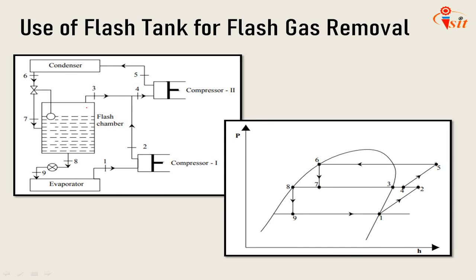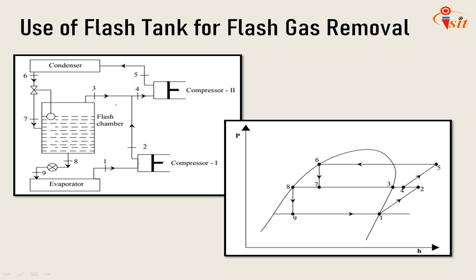Next is about the use of flash tank for flash gas removal. Now we are using the flash tank for removing flash gas. Intercooling of refrigerant vapor using water-cooled heat exchangers is possible in ammonia systems due to the high discharge temperature of ammonia. However, it is generally not possible in systems using refrigerants such as R22, R134a due to their low discharge temperatures.